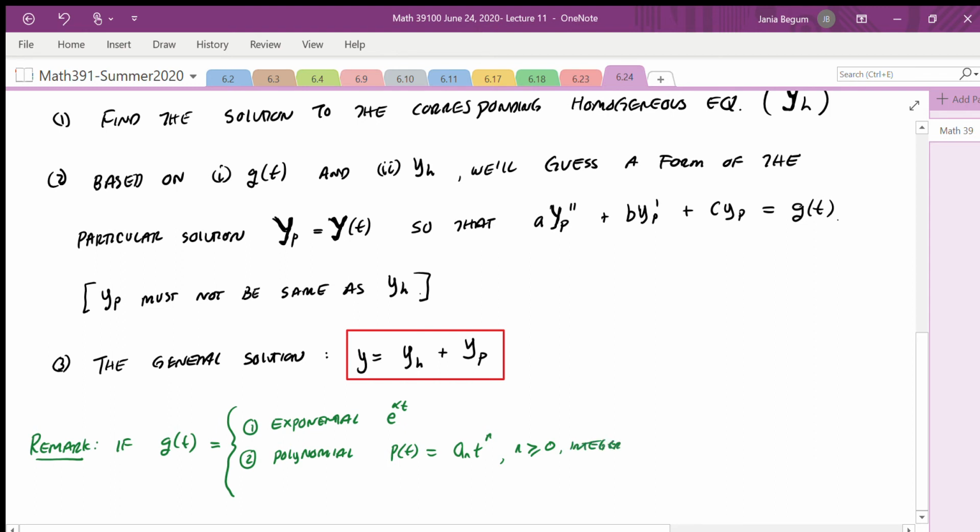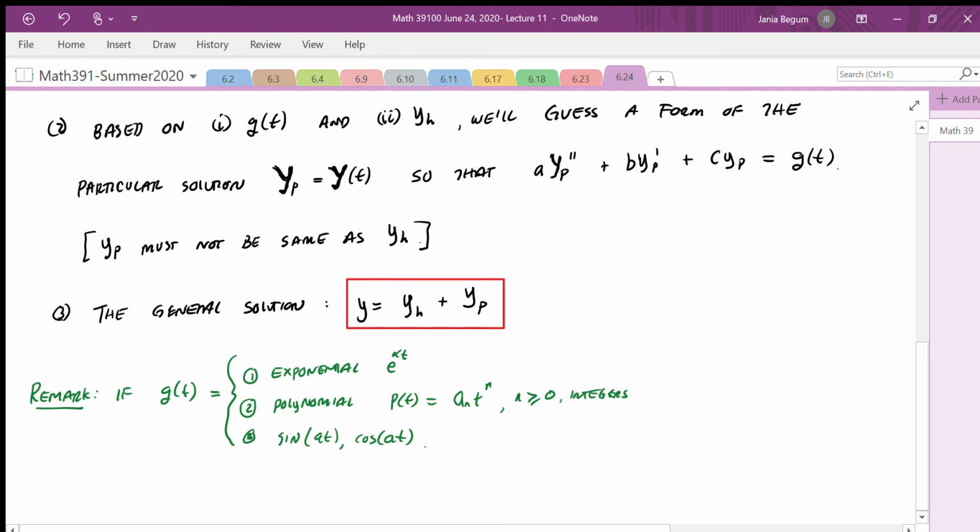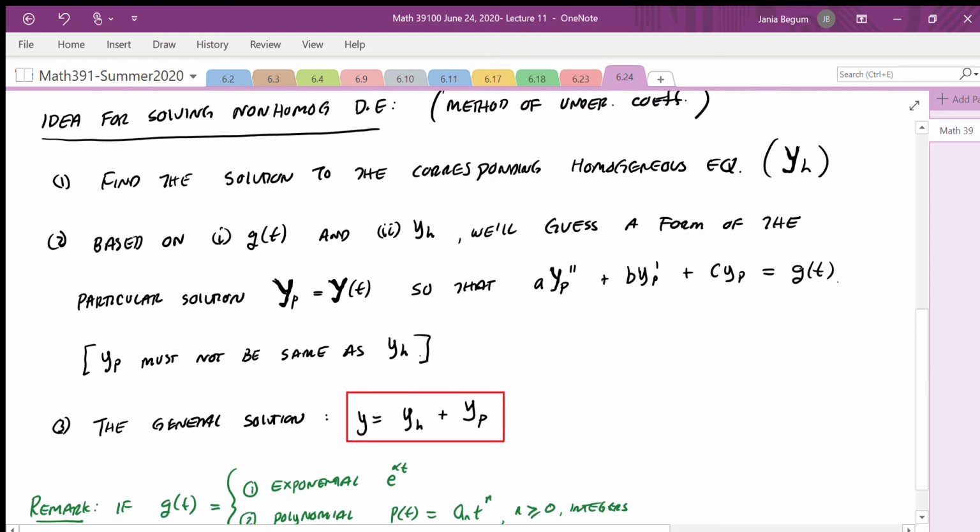Right? So that's how we represent polynomials of nth degree. And then the last case for g of t would be if g of t happens to be sine at or cosine at. So if g of t happens to be an exponential, polynomial of nth degree, and sine or cosine, then you can use this method. If it's other functions, like for example secant or tangent, we have another method which we're going to study in 3.6.